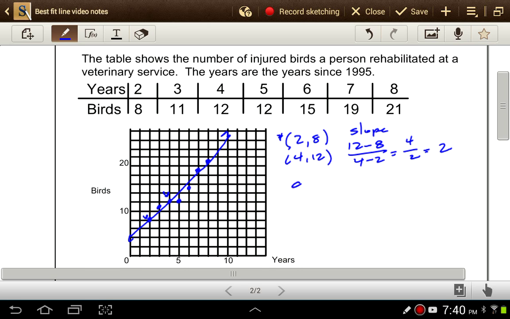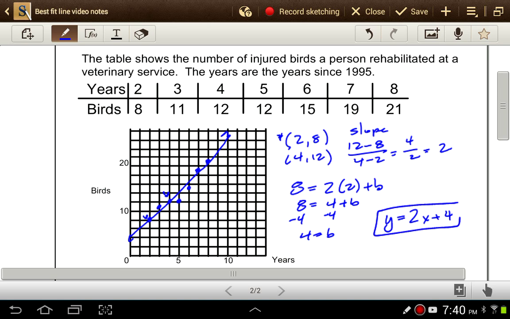So I'm going to do 8 equals 2 times x plus b. 8 equals 4 plus b. I'm going to subtract 4 from both sides, and I get 4 equals b. So now I have my y-intercept, I have my slope. Here's my equation. Y equals 2x plus 4.